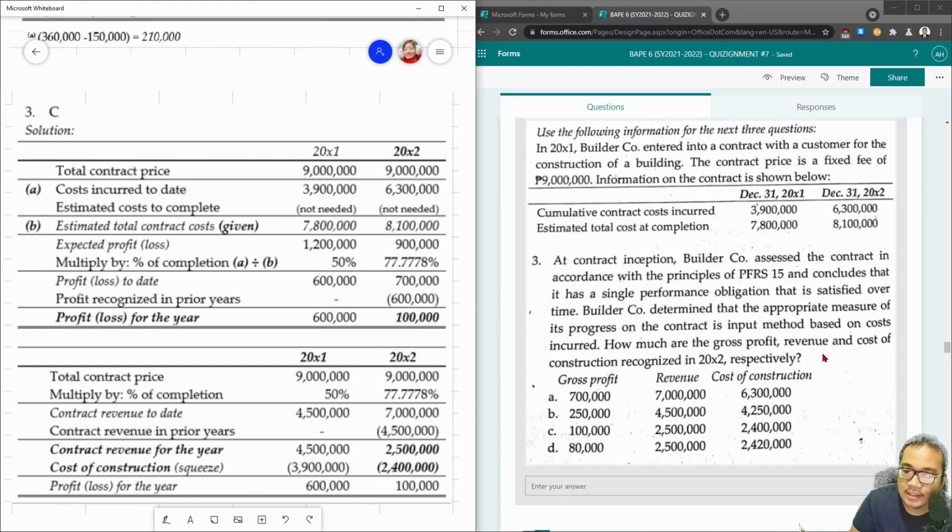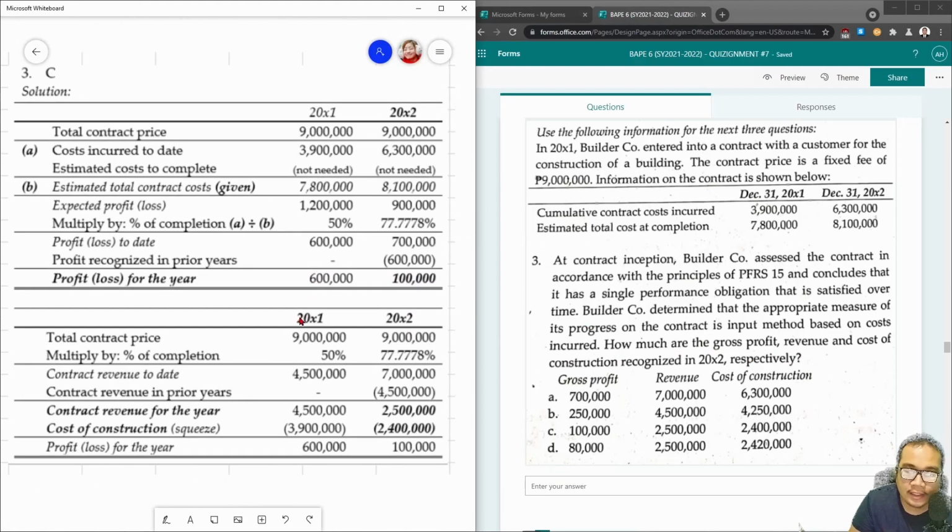Ngayon, hanapin naman natin si revenue and cost of construction. So, basic na lang yan sila, di ba? May table naman eh. Just follow it. Input na lang. Total contract price, 9 million. Percentage of completion as computed, 50% and 77%. Contract revenue to date natin as of 20x1 is 4.5, 20x2 is 7 million. Contract revenue per year, siyempre kasi cumulative yan eh. Tanggalin mo para malaman mo ano yung for that particular year. So, contract revenue for the year is 4.5 for 20x1, for 20x2 it's 2.5 million.